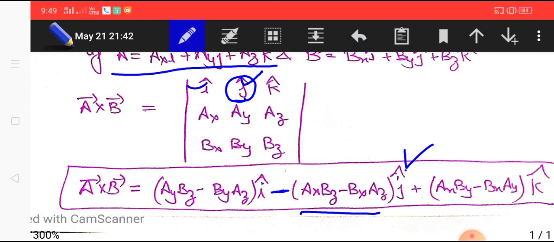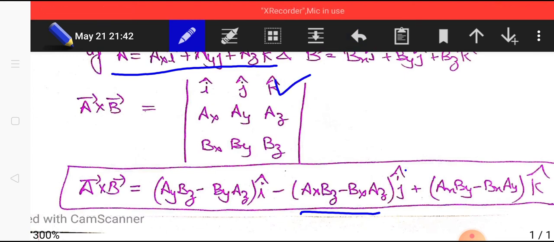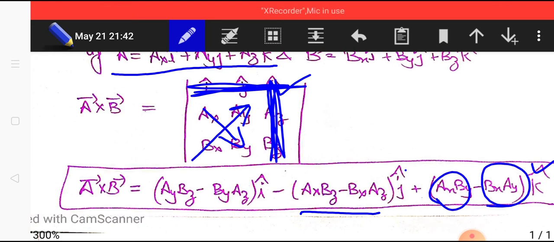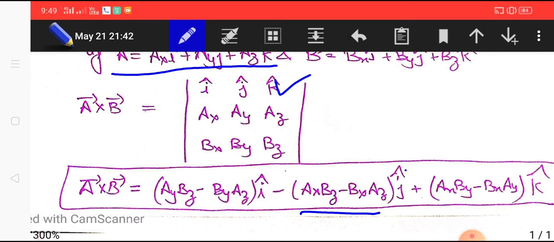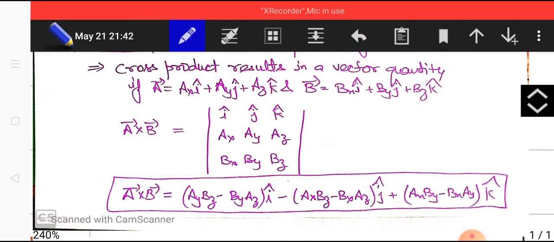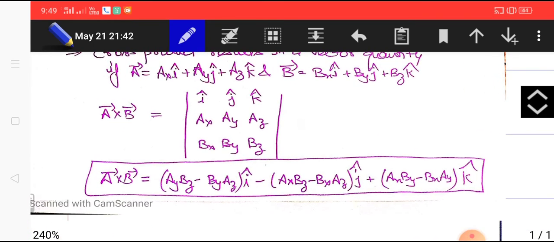Similarly we will write the k term here, and then we can hide this column and this row, and we can write like this: ax by and bx ay. So you remember this, go through this, repeat this video, and try this again and again. It is a little tricky.